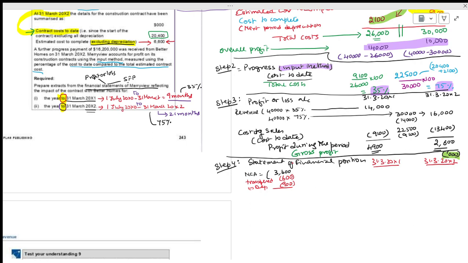360. It comes to how much? 2,100. Is it right? No. One minute. 3,600 minus depreciation. Transfer we will take at a later stage. Okay? 3,600 minus depreciation, how much? 900. How much will we get? 2,700. And the next year, how much will you get?